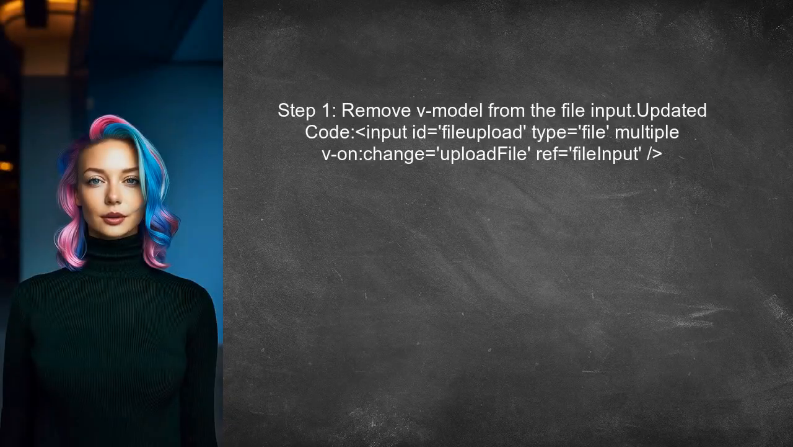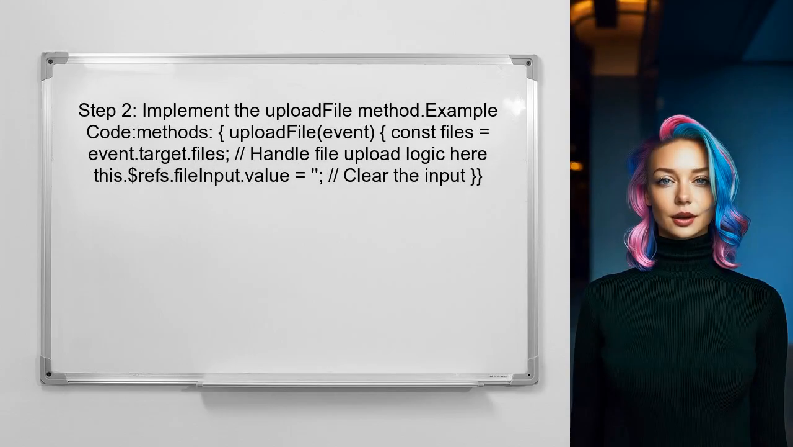To clear the file input after uploading a file, the user should first remove the v-model directive from the file input. This is because file inputs are read-only and cannot be bound directly to a data property. Next, the user should implement the upload file method. This method will handle the file upload and clear the input afterward.